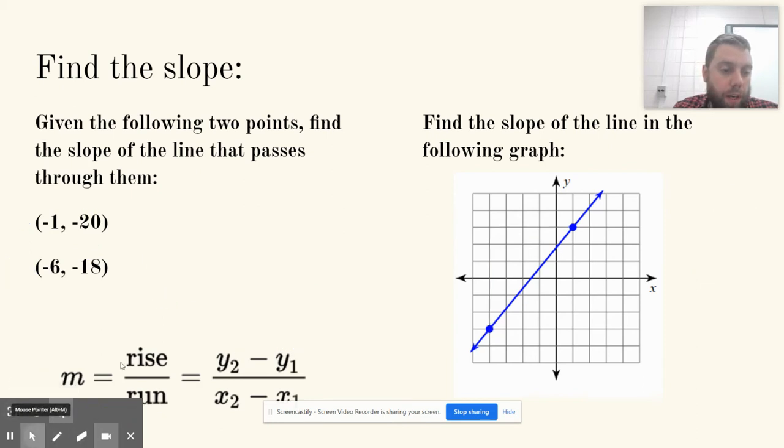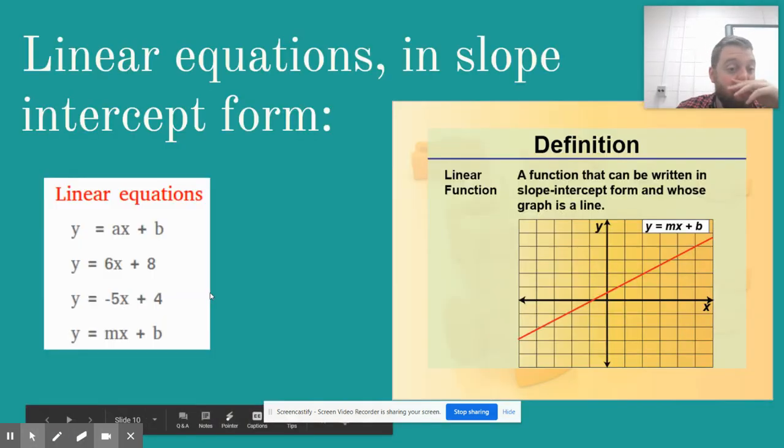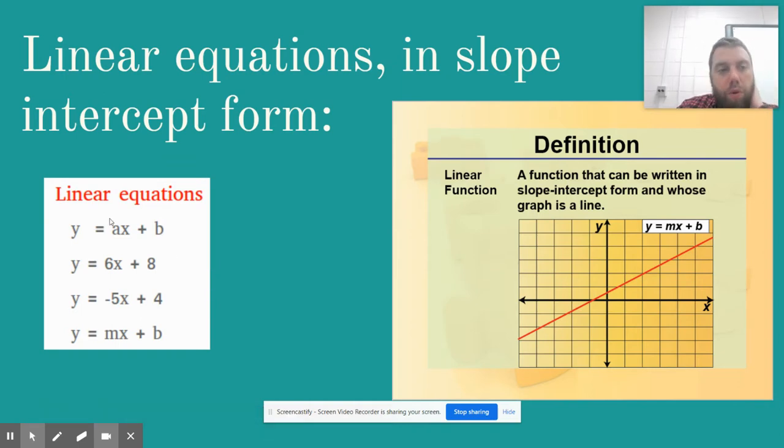Okay, let's erase all that. Linear equations. Now let's throw all of it together. Linear equations in slope-intercept form. We have some example equations over here that are in linear form. And a linear function or a linear equation is an equation that can be written in slope-intercept form and whose graph is a line. More specifically, a straight line, much like this.